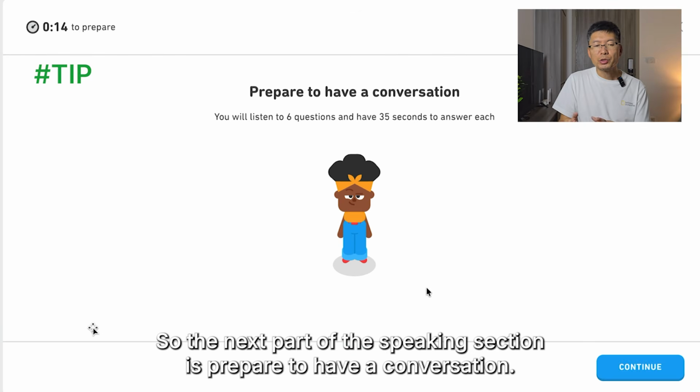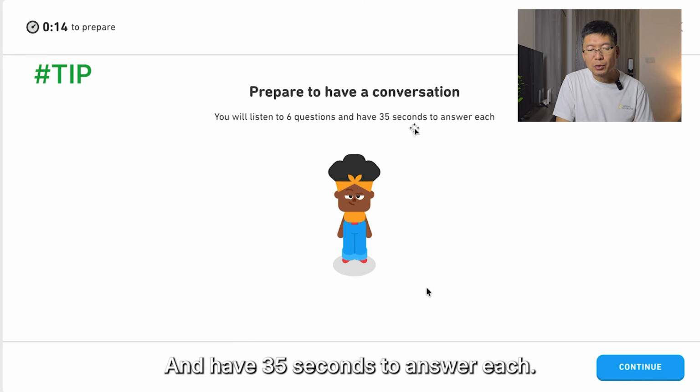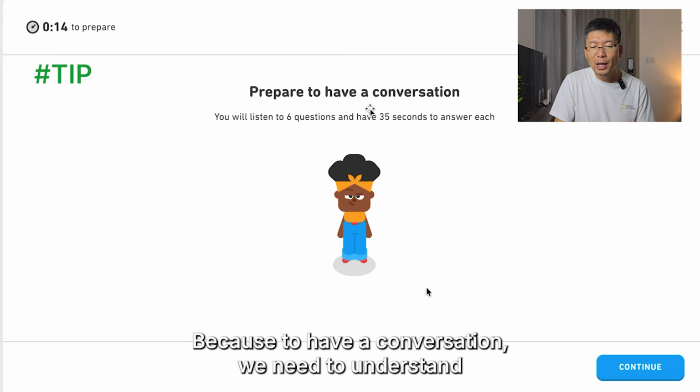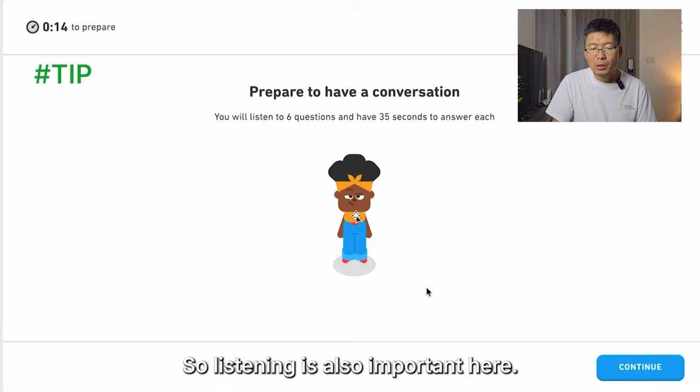So the next part of the speaking section is prepare to have a conversation. So you will listen to 6 questions and have 35 seconds to answer each. So here actually it tests not only our speaking skill but also listening skill. Because if to have a conversation, we need to understand what the other part is talking about, then we can answer the question, right? So listening is also important here.